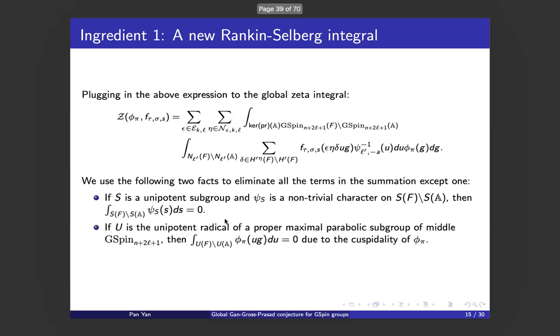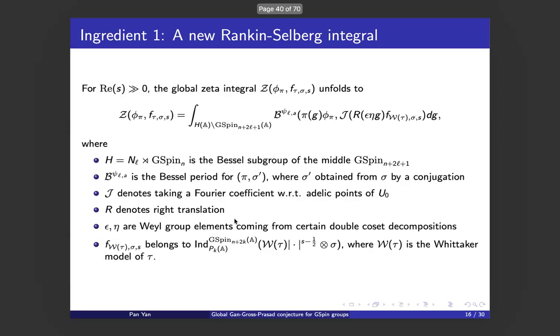The second fact is that if U is the unipotent radical of a proper maximal parabolic subgroup of the middle GSpin, then if we take the constant term of the cusp form phi pi along U, we get 0. This is due to the cuspidality of the cusp form. So eventually we are going to get one term, and the global zeta integral unfolds to the following expression.